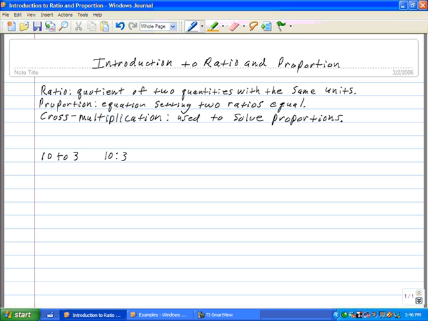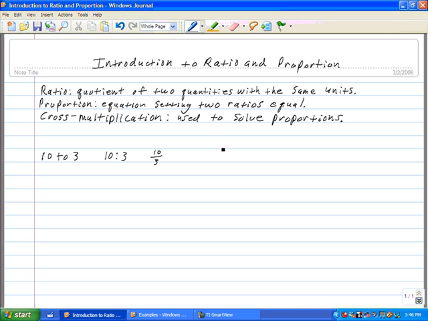Now, even though those two notations are technically correct, the notation that we will typically use for our ratios would be a fraction type notation. So there's another way to write a 10 to 3 ratio in a fractional form. Now remember, a ratio is always a quotient of two quantities.